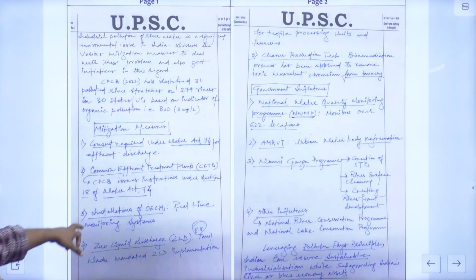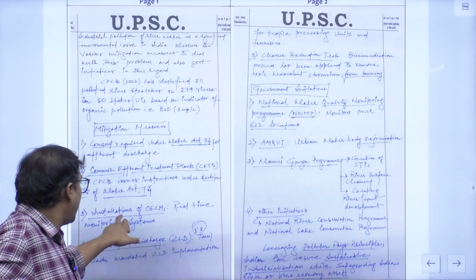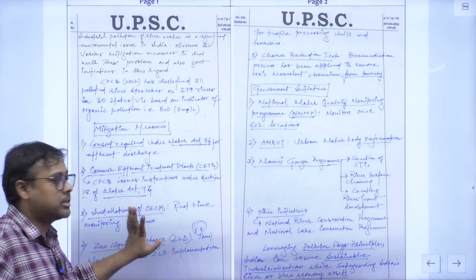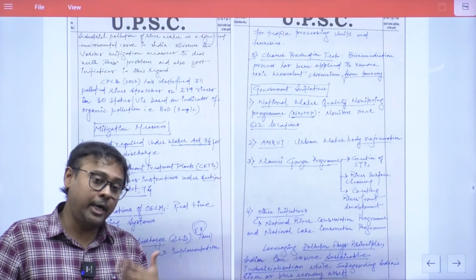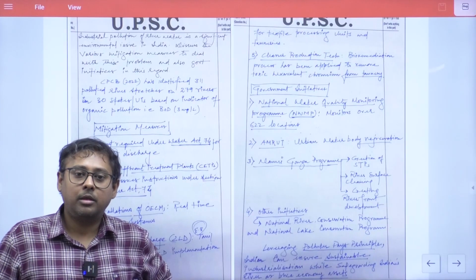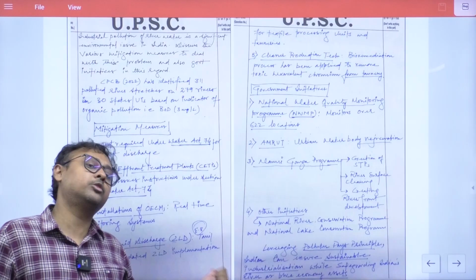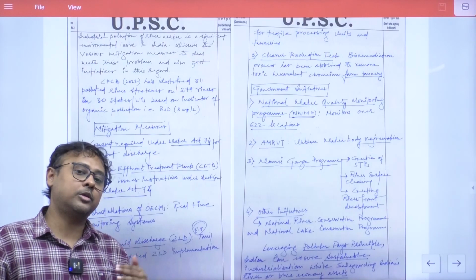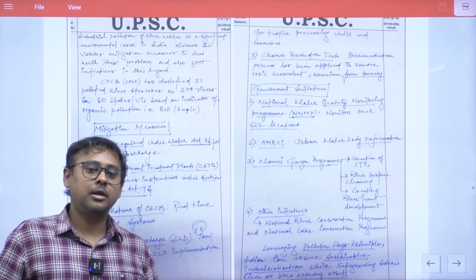Installations of OECMs, real-time monitoring system. You're getting me? So try to write in this keyword format. You will not make any grammatical mistakes. Where can a spelling mistake happen? But it's fine, that also won't happen, because the more you read, the more you practice, the more you write those keywords, you won't make mistakes.